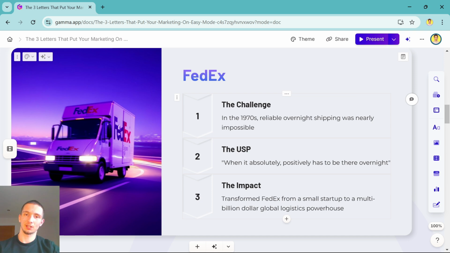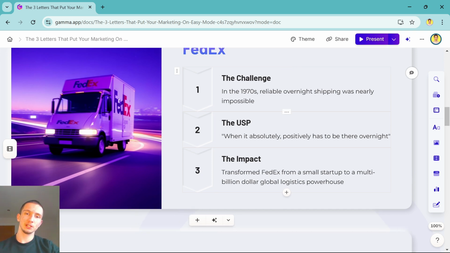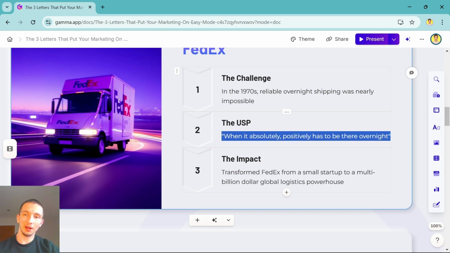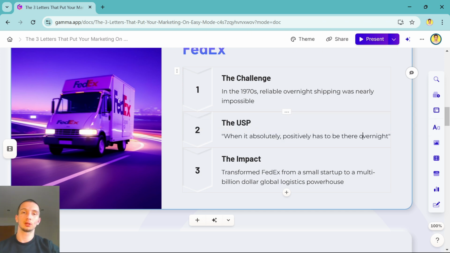Next one, FedEx. In the 1970s, reliable overnight shipping was nearly impossible. The USP was "when it absolutely, positively has to be there overnight." Do you know how strong that is? Nowadays, it doesn't really mean much to us because we live in an age with Amazon where next day delivery is almost standard. But back then, in the 1970s, this was, whoa.